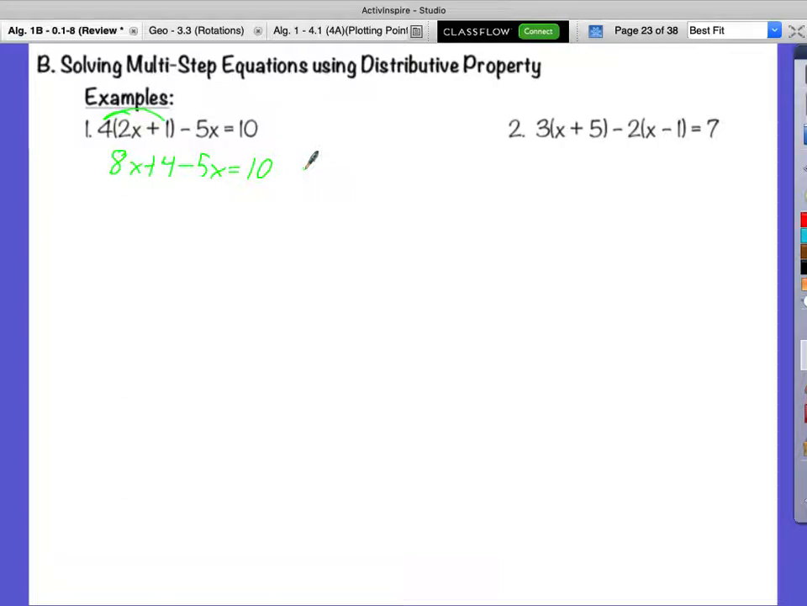Wait, if we have the 5x and 8x left, can we add or subtract those? It's the same, 8x and 5x? Yeah, you can combine like terms. What are like terms? They're like x. So can we combine them? We just subtract. This was 8x minus 5x, so 3x.